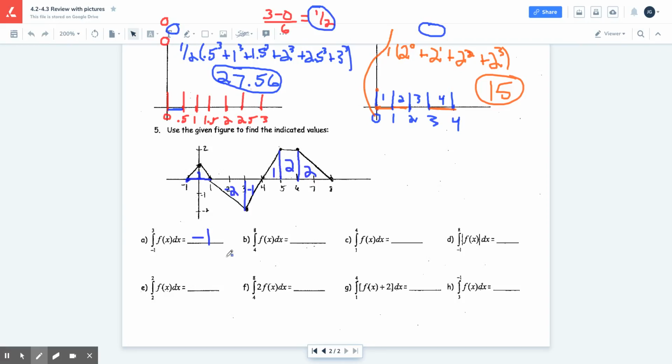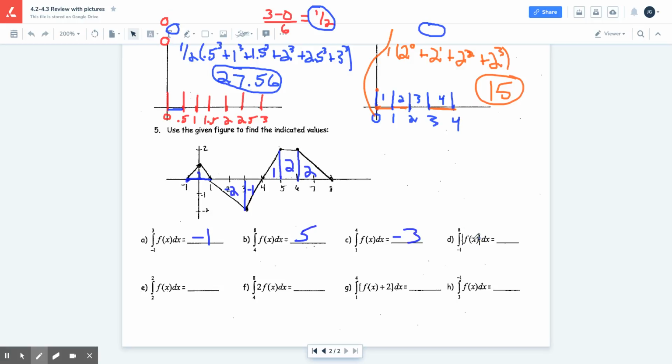All right, for B, 4 to 8. 1 plus 2 plus 2. 5. All right, now for C, 1 to 4 is negative 3. Negative 2 and 1. Negative 2 and negative 1 is negative 3.